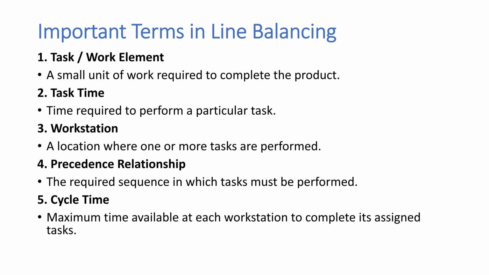So before going to the example problem, we will study some of the important terms in line balancing. First one is task or work element. A small unit of work required to complete the product is known as a task. For example, drilling a hole. That is an example of a task. The time required for that particular task is known as task time. Time required to perform a particular task.